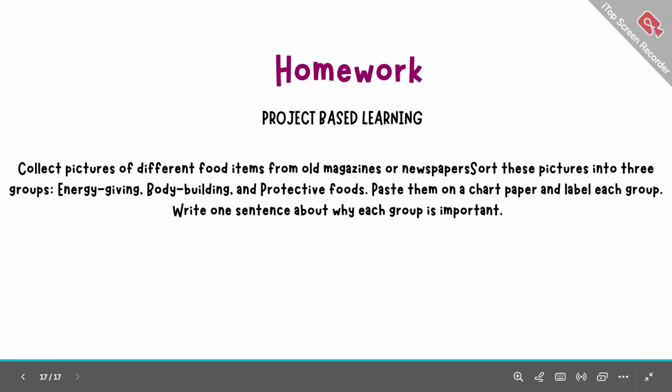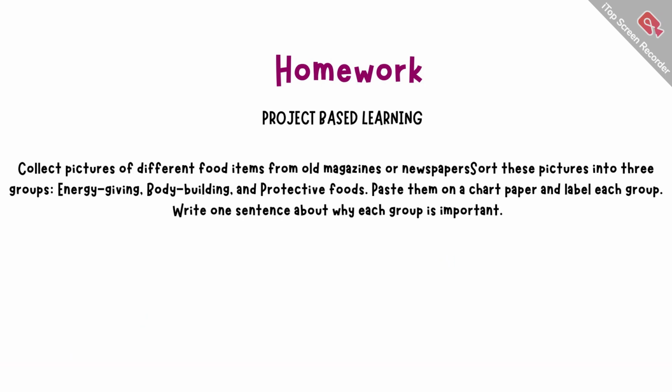Homework for you: collect pictures of different food items from an old magazine or newspaper. Sort these pictures into three groups: energy giving, body building, and protective foods. You can paste them on chart paper, or you can take a Word file, copy and paste, label each group, and categorize in a table. Write one sentence about why each group is important. Like body building, why it is important; protective food, why it is important; energy giving food, why it is important.